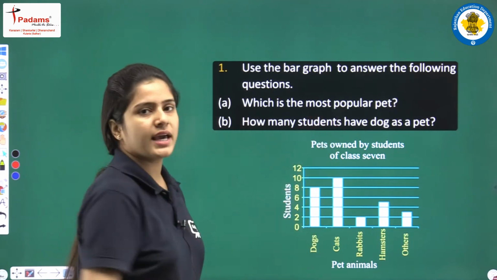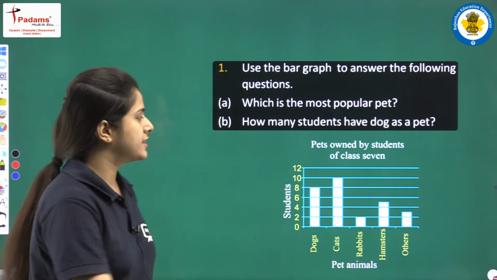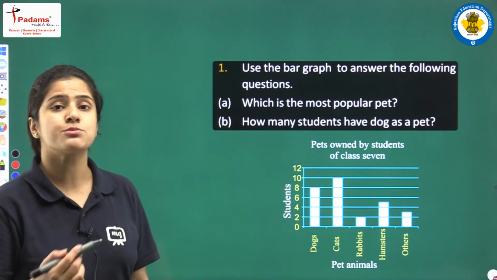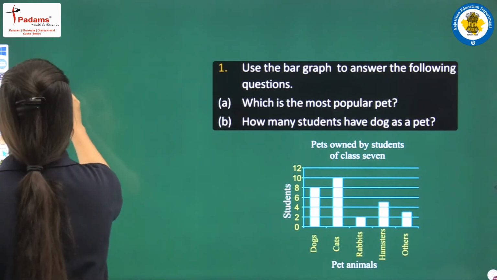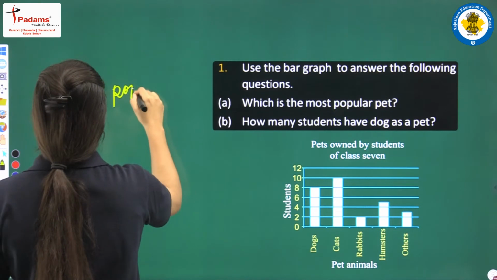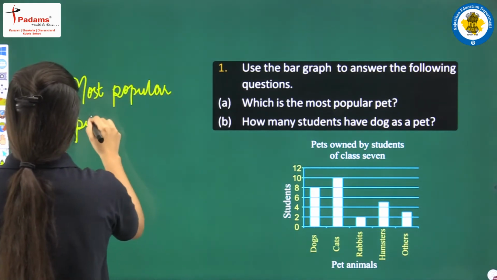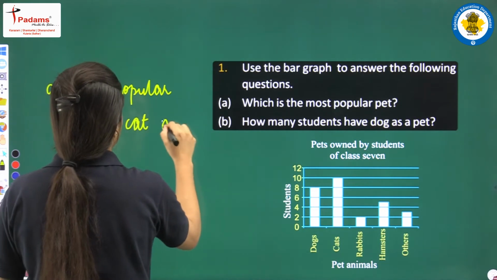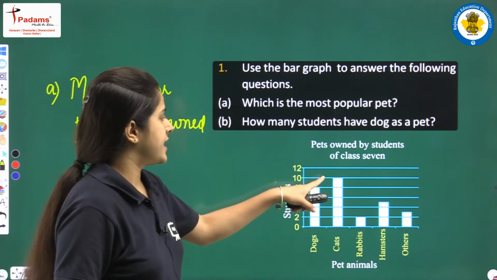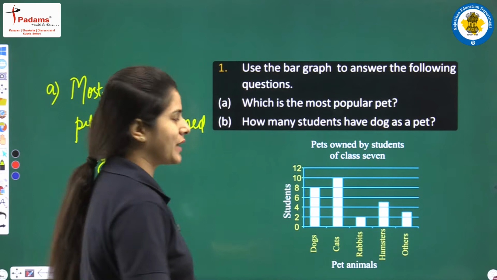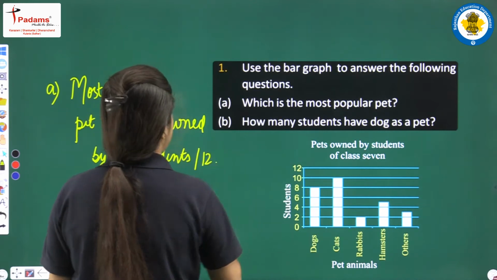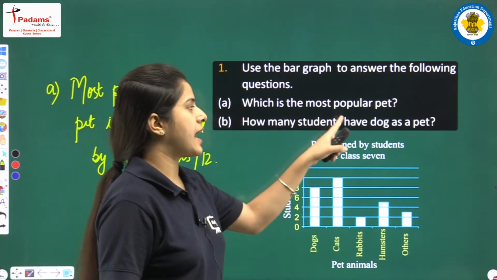So the first part you have to answer, based upon the bar graph, is which is the most popular pet? Clearly, you can have a look at the bars. The longest bar belongs to the cats, so the most popular pet is cat. So the A part: the most popular pet is cat, owned by how many students? It is owned by 10 students out of 12.